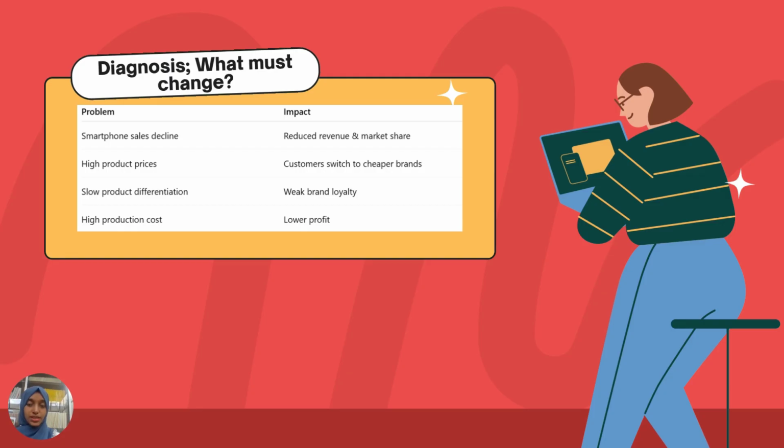And the last problem is the high production cost in Samsung Electronics. Producing phones at a high cost due to materials, manufacturing, or logistics eats into profits. The company must find ways to reduce the cost, such as improving supply chains or sourcing cheaper materials.